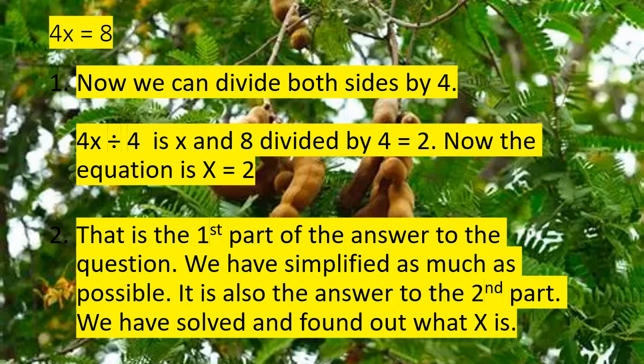Now we can divide both sides by 4. 4x divided by 4 is x. And 8 divided by 4 is 2. So now the equation is x equals 2. That is the first part of the answer to the question. We have simplified as much as possible. It's also the answer to the second part. We have solved and found out what x is. X is 2.